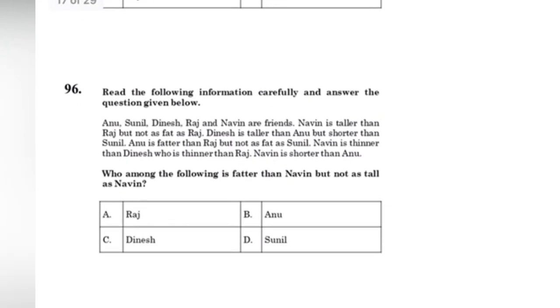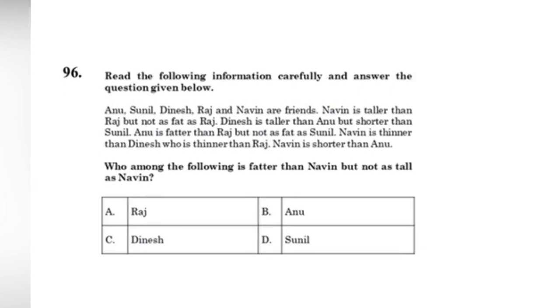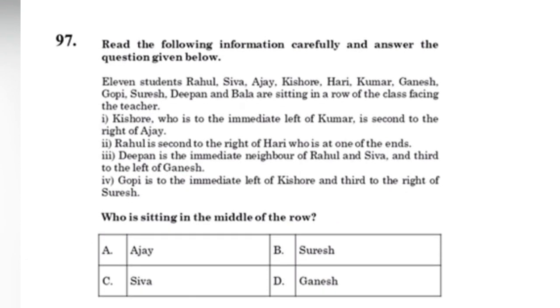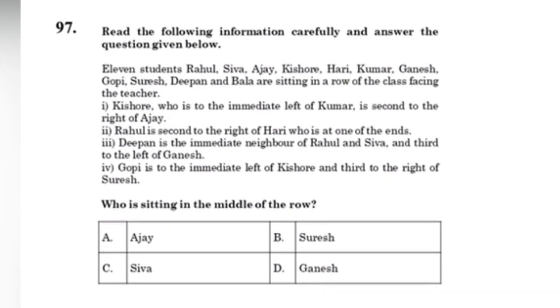Next question. Who among the following is fatter than Naveen but not as tall as Naveen? Answer is option A, Raj. Coming to the next question. Read the following information carefully and answer the following given question. This is also regarding this arrangement, how you are going to do it. Answer is here. The answer is option B, Suresh.